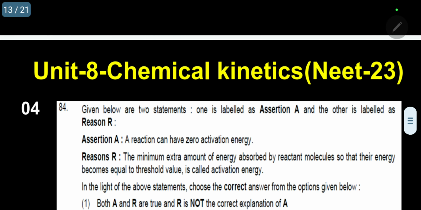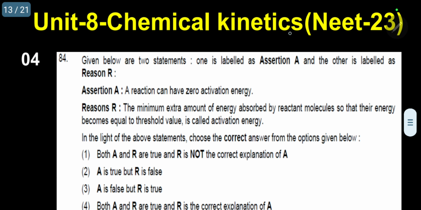Next question. This is 23 again, asked in 23. Kindly follow. This is the type of question: reason and assertion. Given below are two statements. One is labeled as assertion A and the other is labeled as reason R. Assertion: a reaction can have zero activation energy. Reason R: the minimum extra amount of energy absorbed by reactant molecules so that the energy becomes equal to the threshold value is called activation energy.